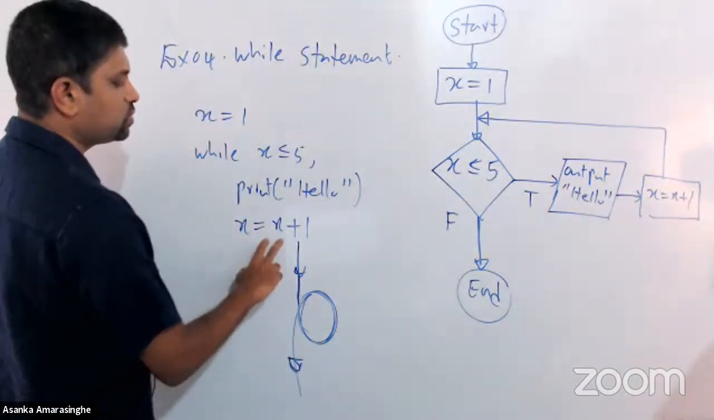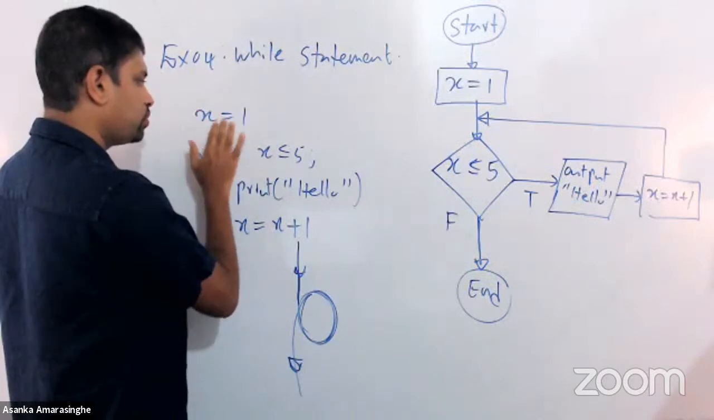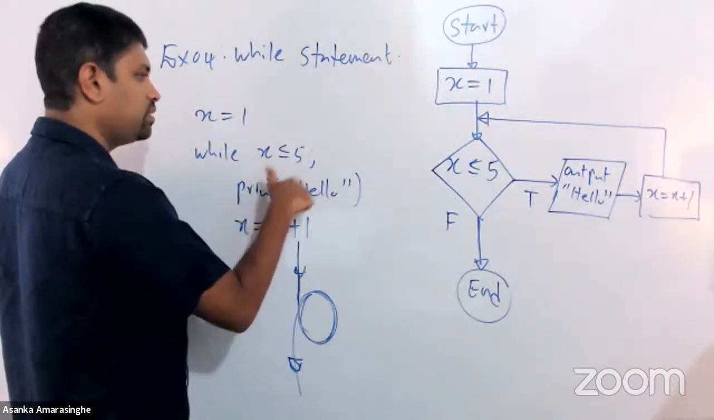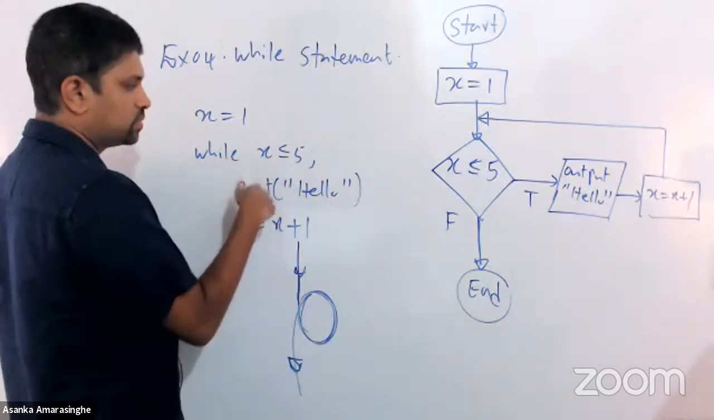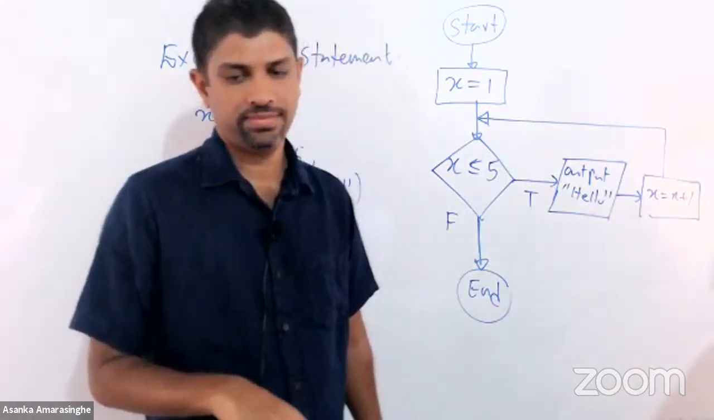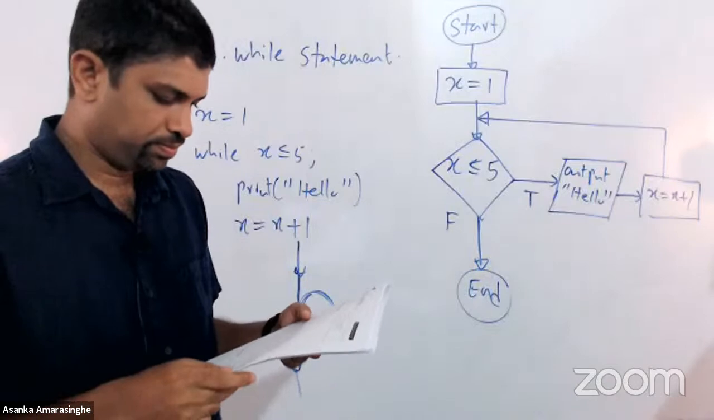So if you did not use x equals x plus 1, what happens? The value of x is always 1, no? Therefore, 1 is always less than 5, so this will repeat forever. In other words, it is called an infinite loop.